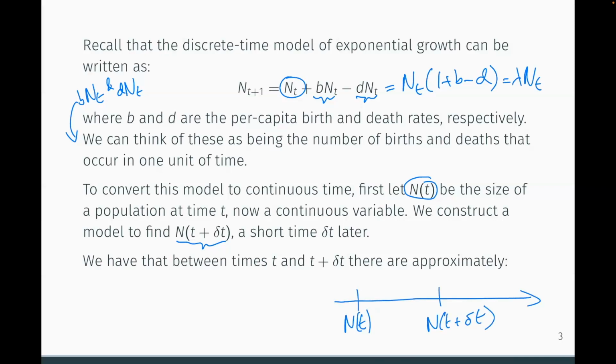In our discrete time model, this delta t was just equal to 1, right? We're just going from N at time t to N at time t plus 1. Now, rather than having this fixed interval, we're going to set it to some small interval delta t. So in this window, we have bN(t) times delta t births, and we have dN(t) delta t deaths. Like I said before, delta t was just equal to 1 in our discrete time models. Okay, so now we're having an arbitrary window.